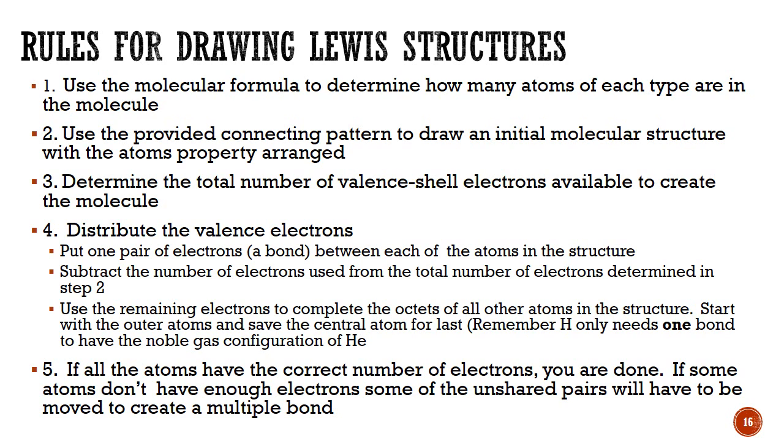The way that we do that is we put a pair of electrons, or in other words, a bond, between each of the atoms, and we subtract 2 electrons for each bond that we make. And then if we have any extra electrons, we want to give all the outer atoms enough to make sure that they have 8, or in the case of hydrogen that it has 2. And then if there still are any extra, we give them to the center atom. And if all the atoms then have the correct number of electrons, you're done. But if some don't have enough, we're going to have to do what's called a multiple bond. And I'll show you an example of that when we get there.